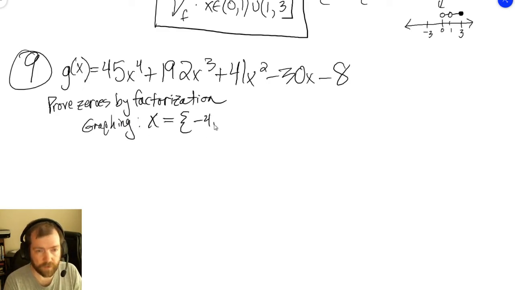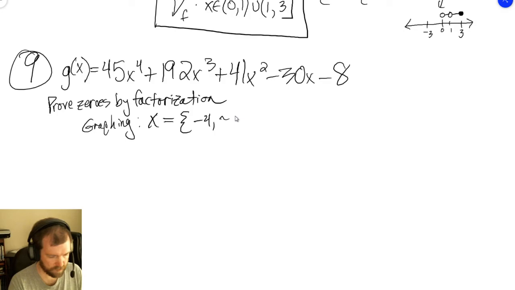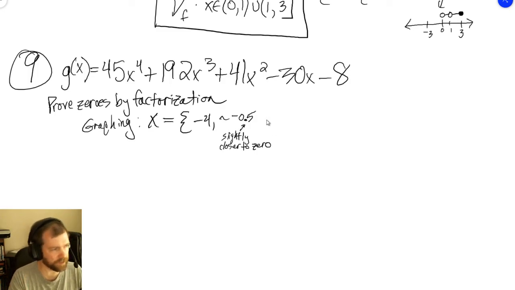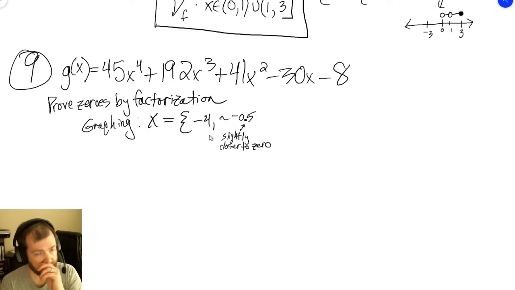All right, x is -4. Another zero is somewhere about -0.5, and it's slightly closer to 0 than a half. Don't know exactly what it is, but it's somewhere in there. And I think it has a multiplicity 2.